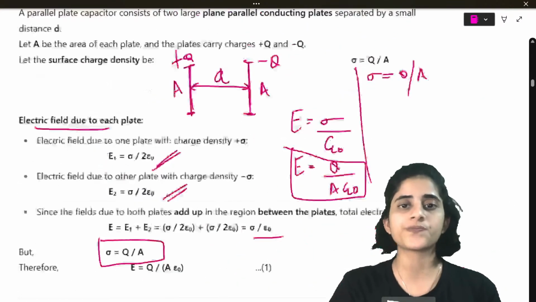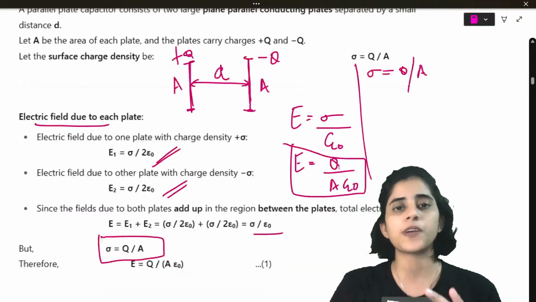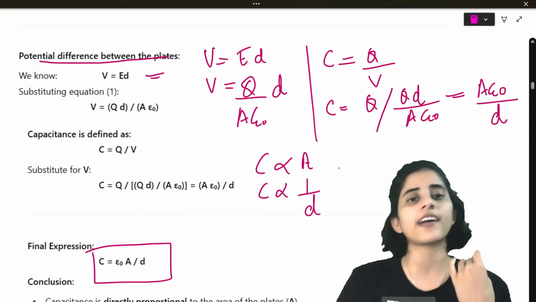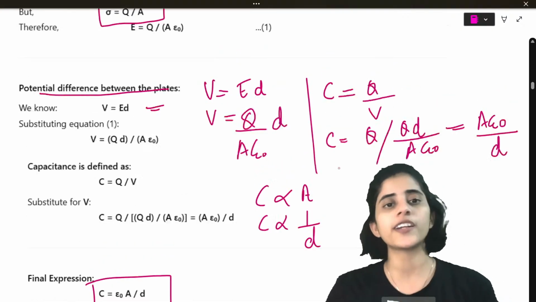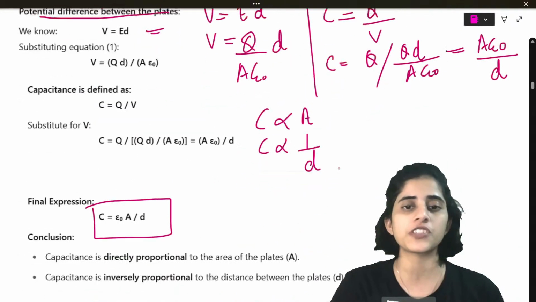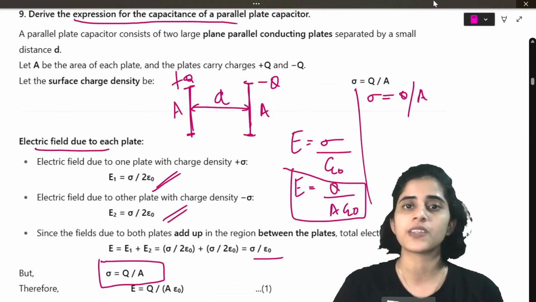Okay, so that is the expression to derive capacitance. If you were asked to derive potential difference or electric field, there could be three possible questions from this one derivation.